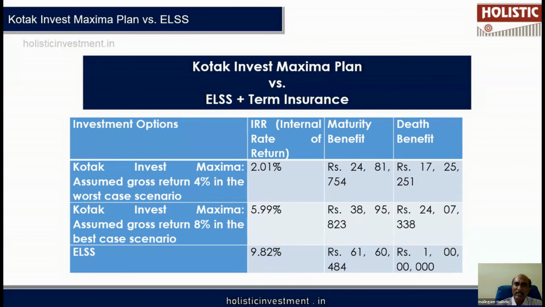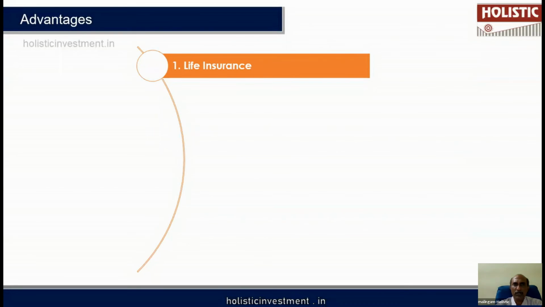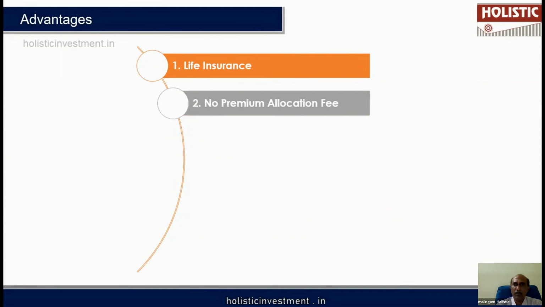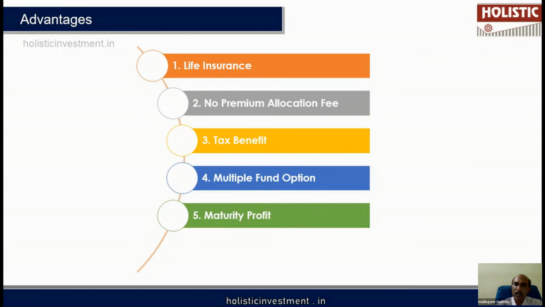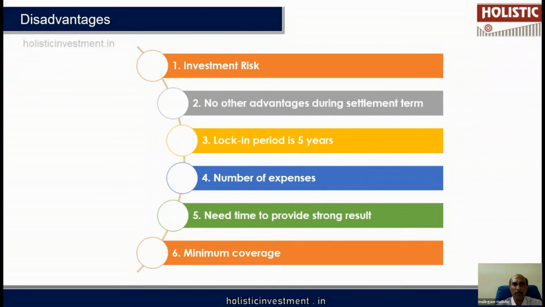Let me summarize the advantages and disadvantages in this policy once before going for the final decision. This policy gives you life insurance and no premium allocation charge. Section 80C benefits, multiple fund options, 5 fund options are given to you. Maturity profit based on the fund value is given to you. Partial withdrawal is possible after 6 years. Disadvantages, market linked product and lock-in period of 5 years. There are 7 heads of charges. Out of that, 5 heads of charges are not justifiable charges.